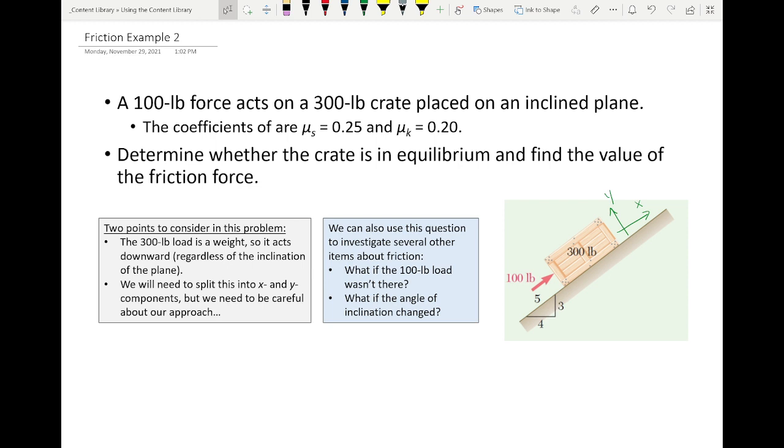Okay, so the first thing I want to do is take this 300-pound load and split it up into its x and y components. And by x and y components, I'm talking about this coordinate system. Notice that I don't need to do that with this 100-pound load here because it's already acting along the x direction that I've defined.